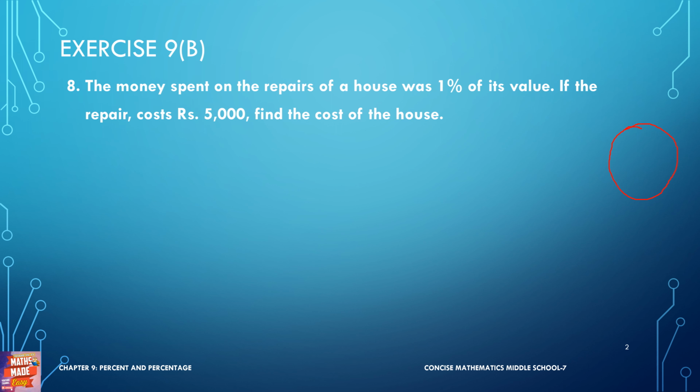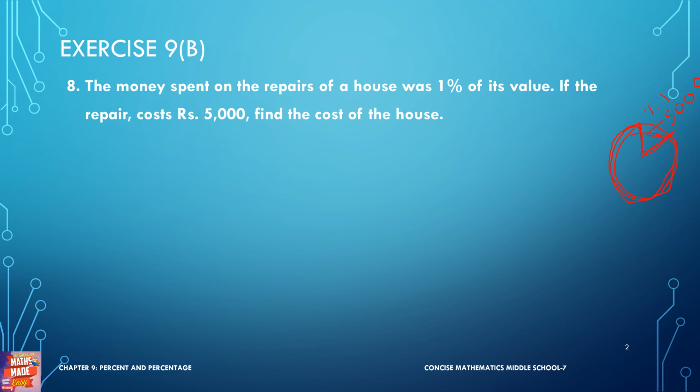And they have spent some amount for the expenditure, for repair. For repair they have spent 5,000. That is 1%. 5,000 is nothing but 1% of this total one. Of this total one, they have spent 1%. Now they are asking us to find out the whole value by giving this part value. They have already given this part value, right? And they're asking us to find the total house cost.